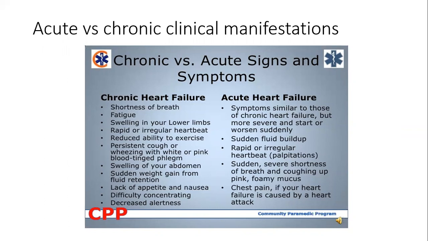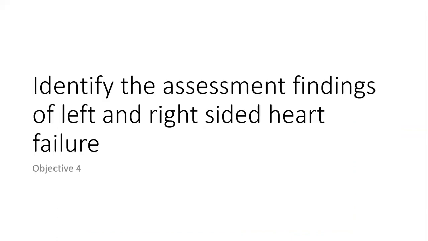And then in chronic, you might see weight gain from fluid retention, lack of appetite and nausea, difficulty concentrating, and decreased alertness. Whereas in acute, a person will have chest pain, especially if there's a heart attack related in the process. Also, pulmonary embolism can cause pretty intense chest pain.